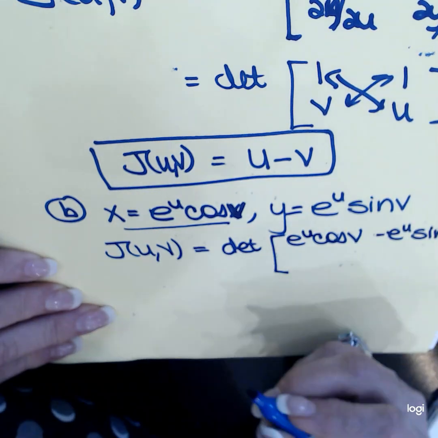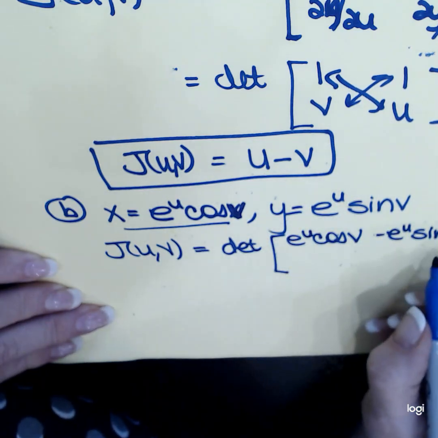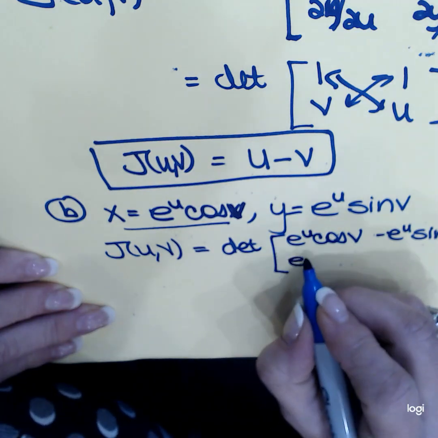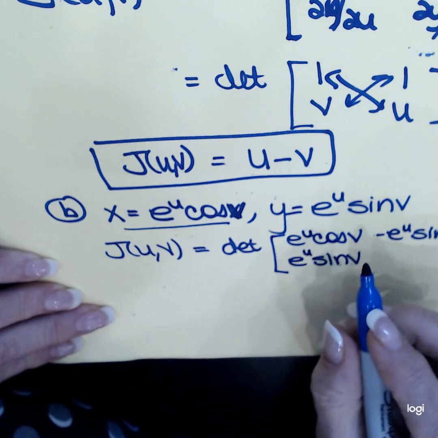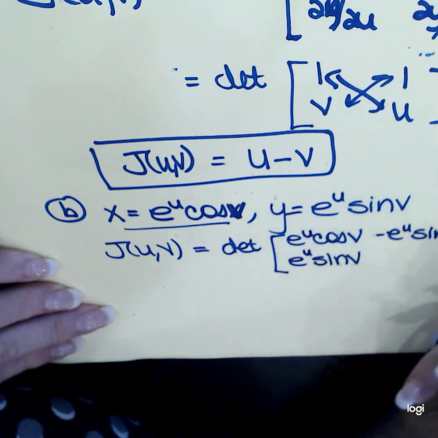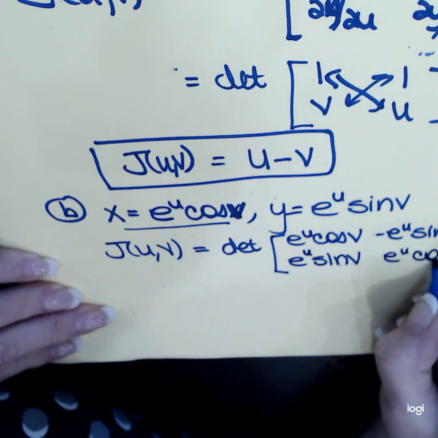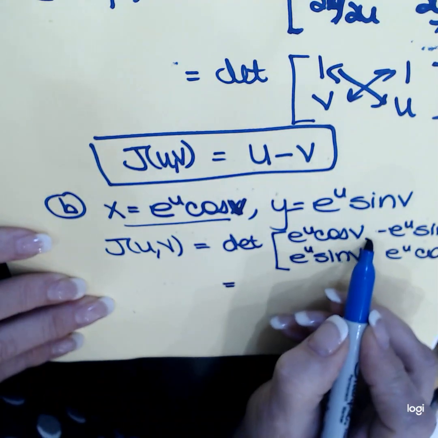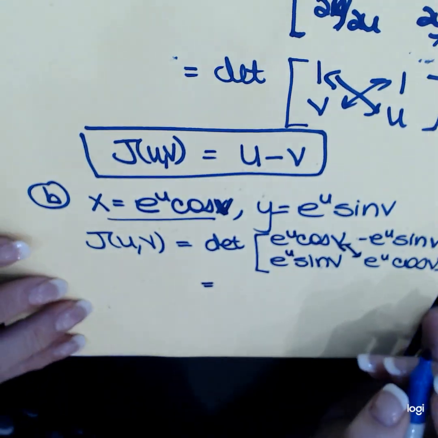Next, we'll use our y equation. We'll go across the next row. We'll take the partial of y with respect to u, and that's just going to give me back an e to the u times the sine of v. And then we'll take the partial of y with respect to v, which is going to be an e to the u times the cosine of v. And for the determinant of this matrix, remember, we're going to multiply in this direction and subtract what happens when we multiply in the other direction.